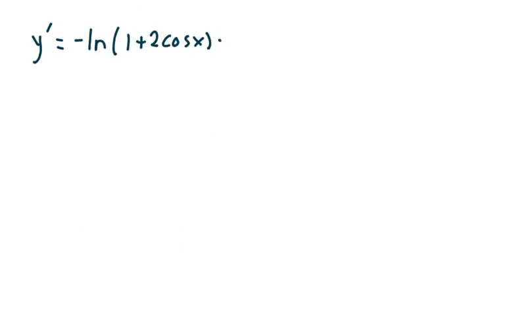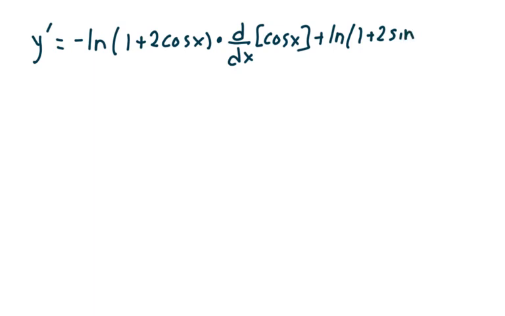But by the chain rule, I have to multiply by the derivative of cosine of x with respect to x plus natural log of 1 plus 2 sine x times the derivative of sine of x with respect to x. And if you don't mind, in the interest of room, I'm going to write sine of x prime. It's just another way to say the derivative of sine of x with respect to x.